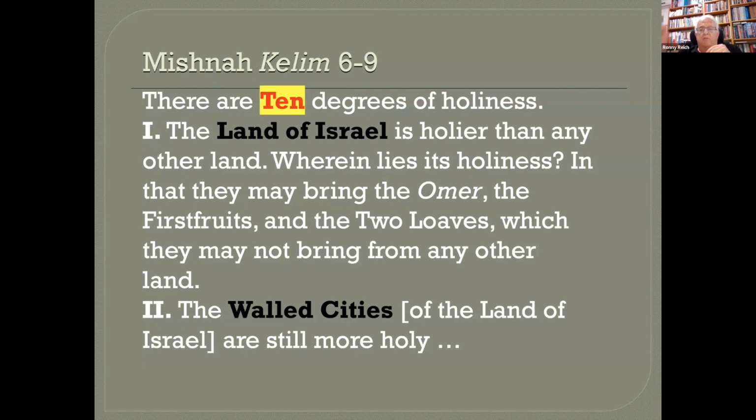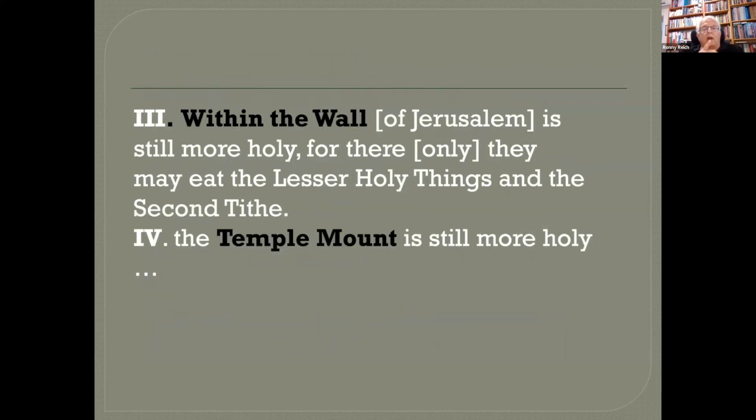These are the 2 loaves of Shavuot. Don't confuse it with other pieces of bread in the temple, which they may not bring from any other land. I will not go into all the details, but just give the captions of these concentric circles, and then we'll see it also on a map. Please, next. Now we go to 3.